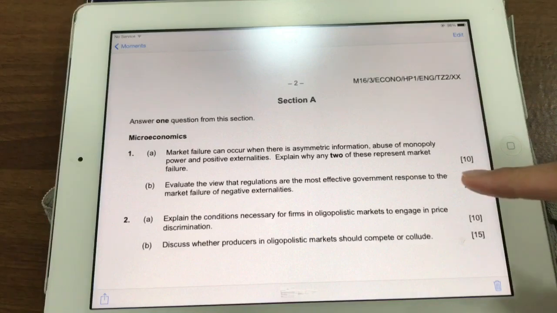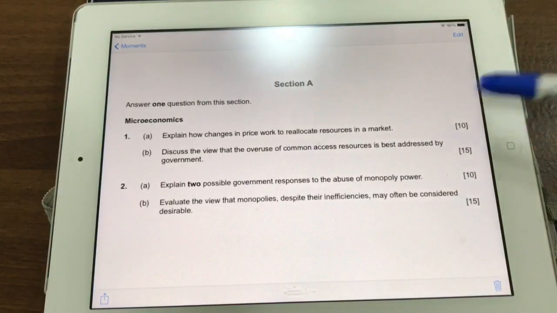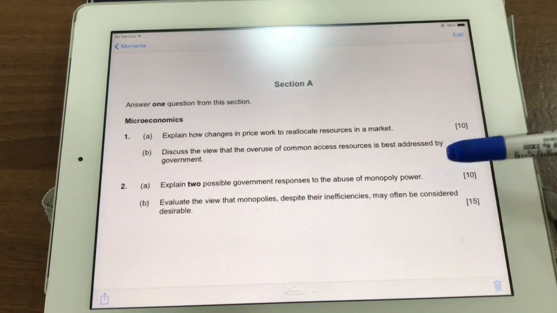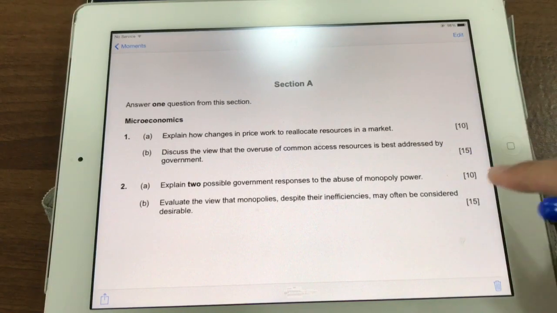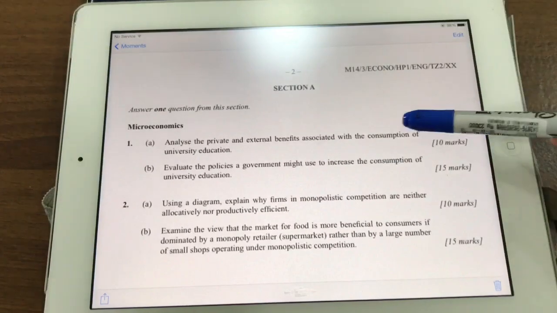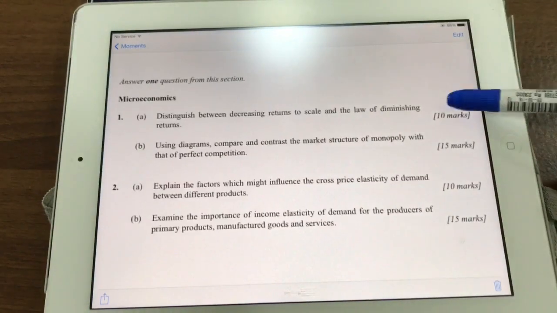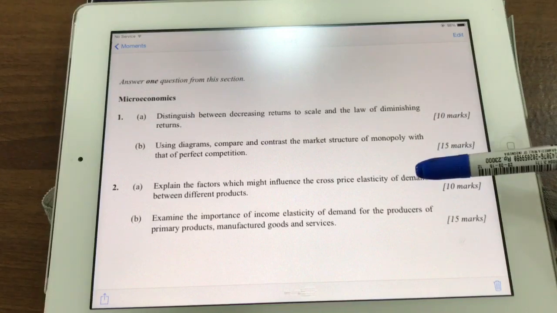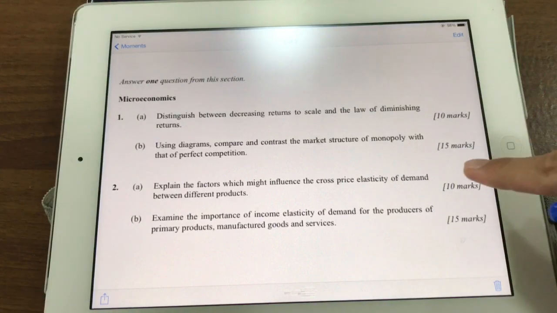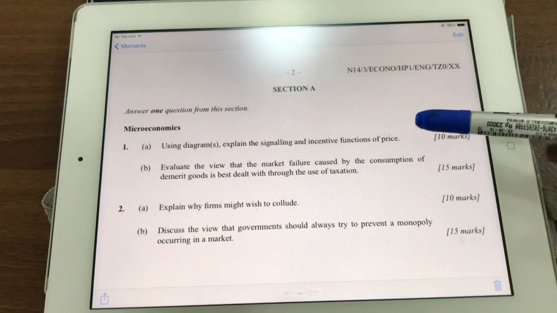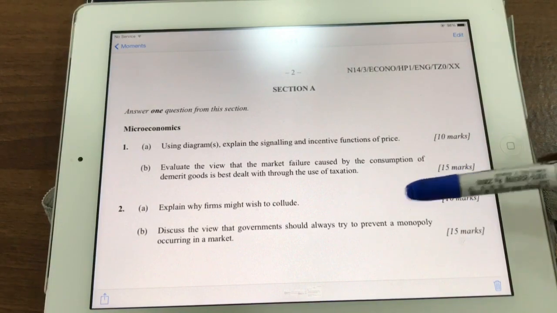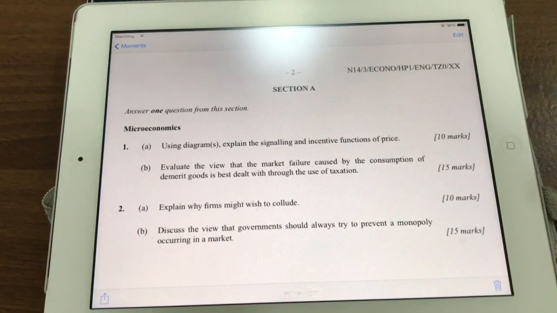Notice May 2015, not theory of the firm, theory of the firm. May 2014, not theory of the firm, theory of the firm. May 2013, theory of the firm, not theory of the firm. November 2014, not theory of the firm, theory of the firm. What does this show? Well, basically, one question is solely dedicated to theory of the firm and the other isn't.